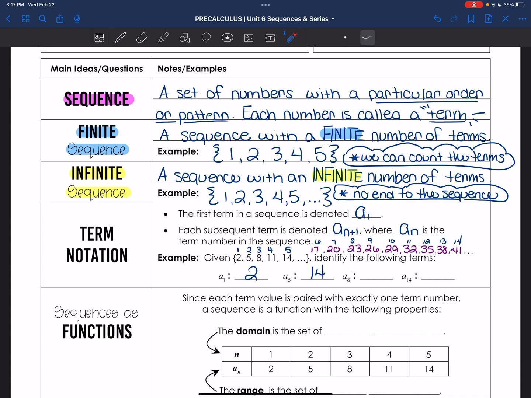So, ladies and gentlemen, what is A8? What is A8, or the 8th term in our sequence? That is going to be 23. And what about A14? The 14th term in our sequence, what is that going to be? That's going to be 41.